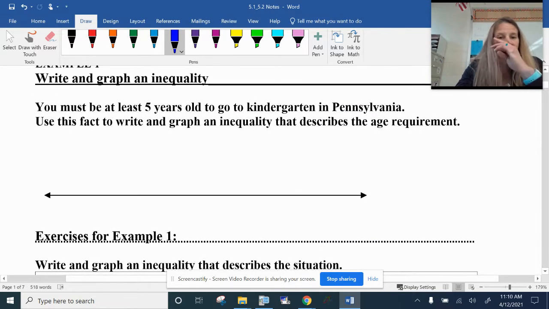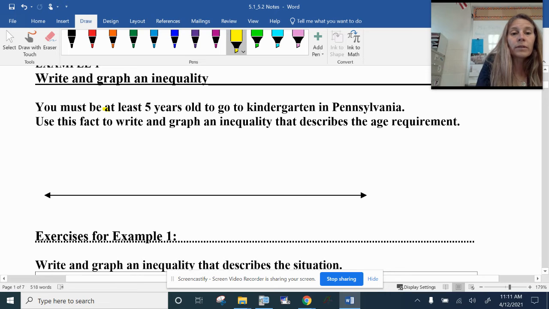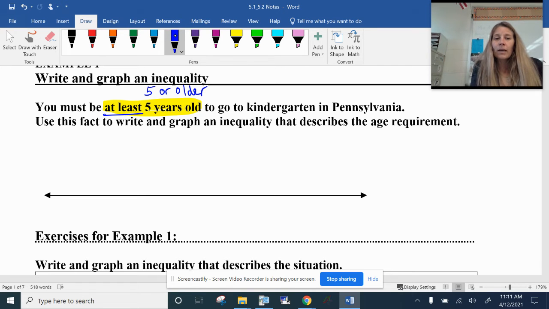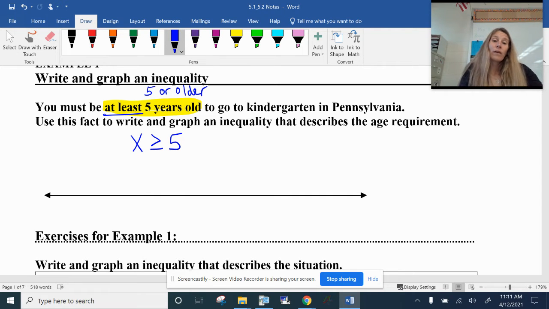Okay, so you must be at least 5 years old. Now here's another terminology here. When we talk about at least 5 years old, that means that you have to be 5 or older. Right, so we have to be careful, because even though it says at least, and we might be thinking less than, it's actually x is greater than or equal to 5. Because you can be 5 years old to go to kindergarten in Pennsylvania, but you must be at least 5 years old, that means you can be 5 or anything greater than 5.